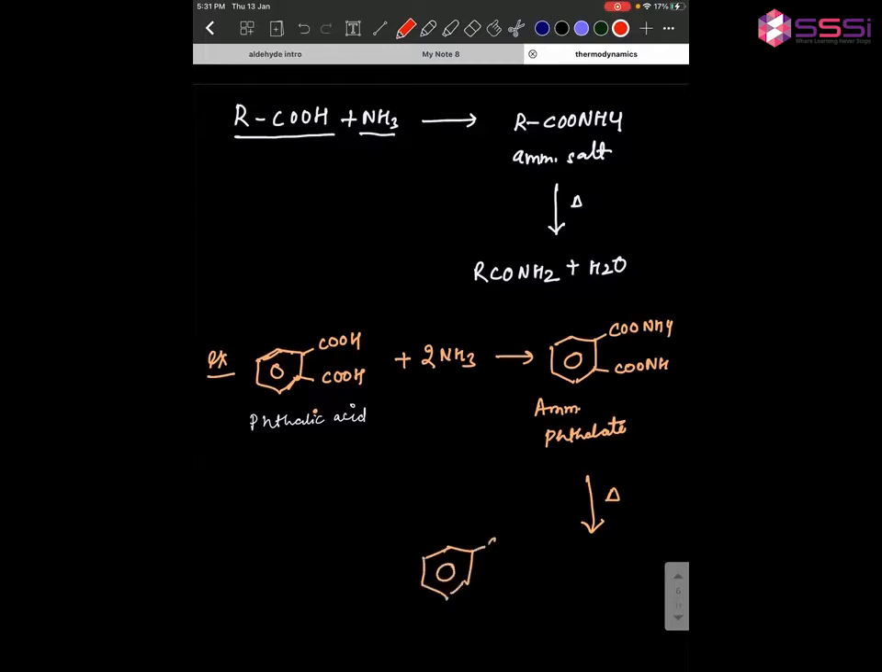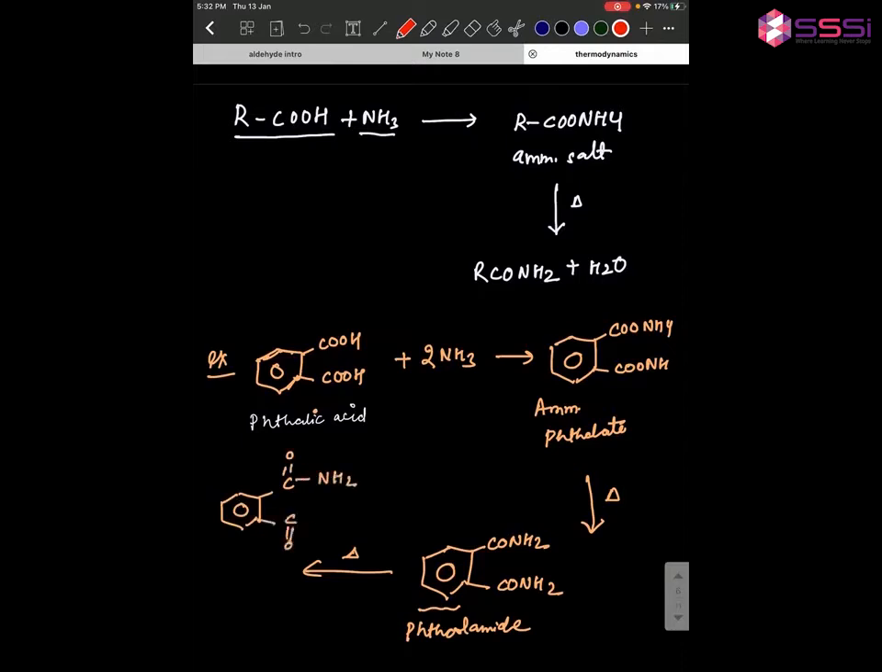So we will get CONH2 attached and C attached to it. This is phthalimide. And if we do strong heating of this phthalimide, let's open this compound first. It is written like this: NH2 and CONH2. Now this ammonia molecule will be liberated as a product here.